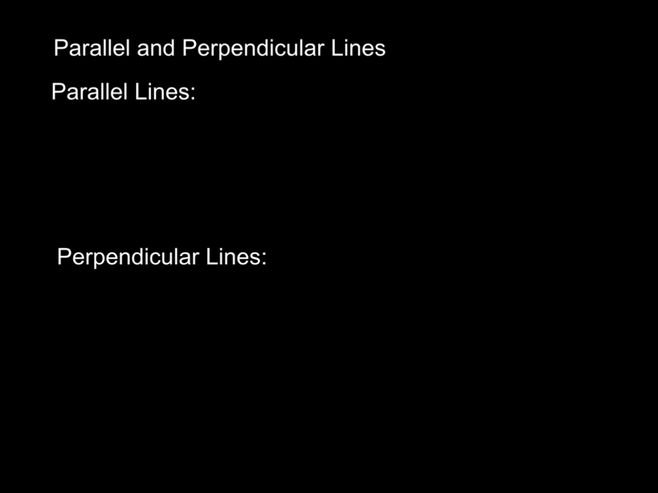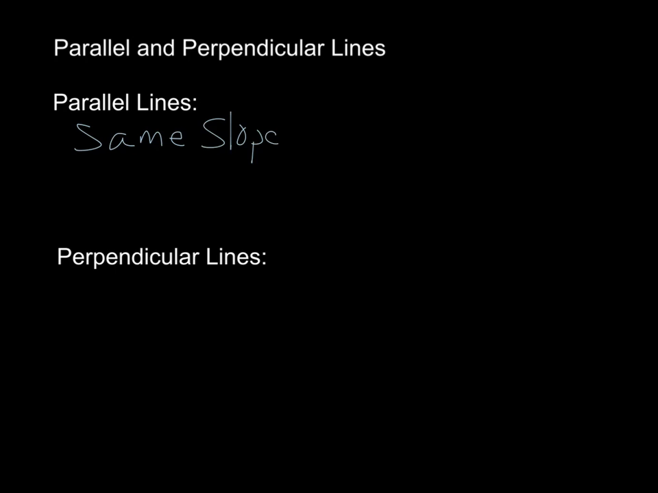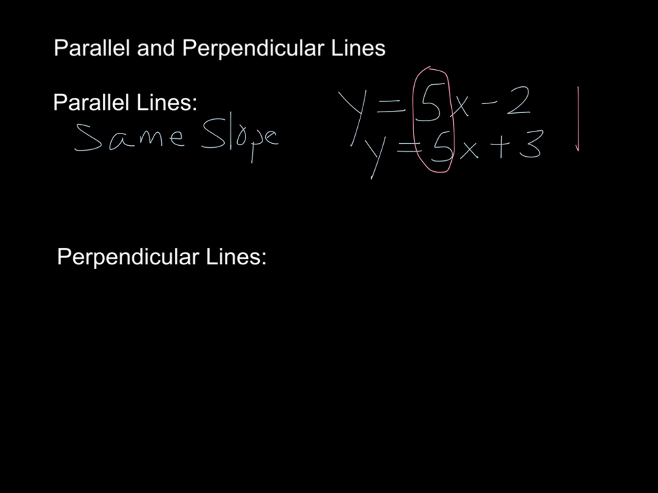We want to be able to work with parallel and perpendicular lines, and so in order to do that, we need to know the relationship between the slopes of parallel lines and perpendicular lines. Parallel lines are going to have the same slope. So that means if you have 2 lines, such as y equals 5x minus 2 and y equals 5x plus 3, notice that these 2 slopes are both 5. These lines are going to be parallel. And this is the notation that we use for parallel, just 2 straight lines.